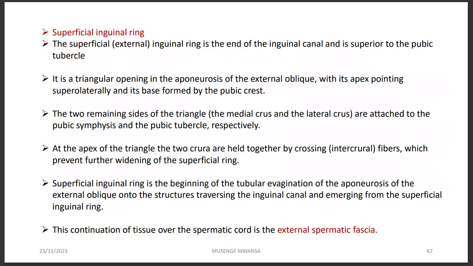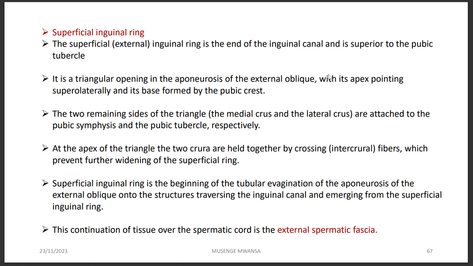Superficial inguinal ring is going to be much lower down. It is also known as external inguinal ring because it is down. And this one is triangular. It's a triangular opening and it is in the aponeurosis of the external oblique. Just take note of that.